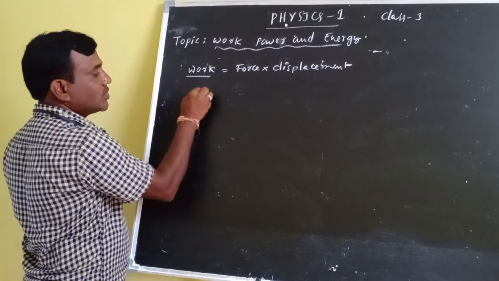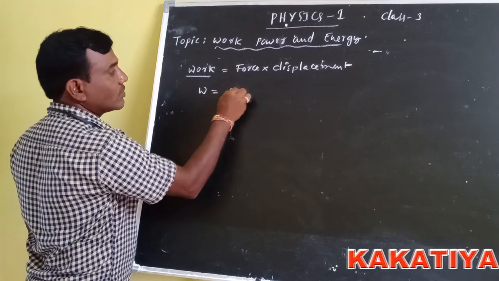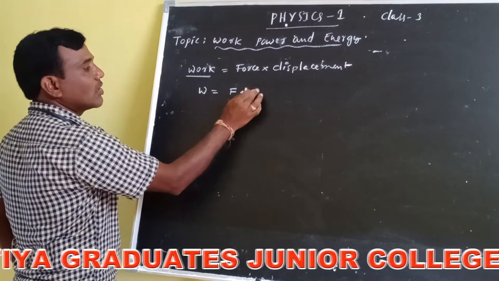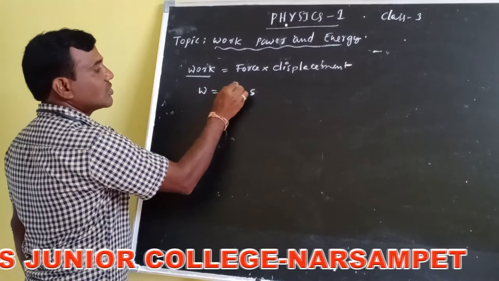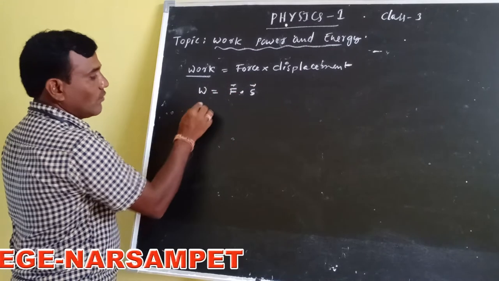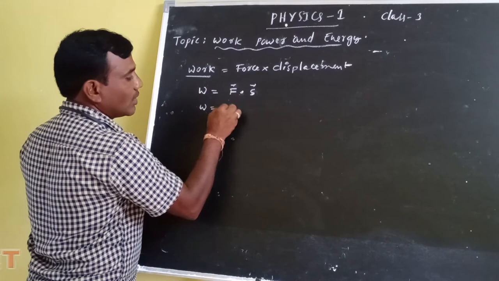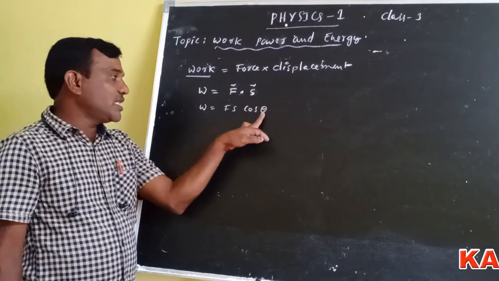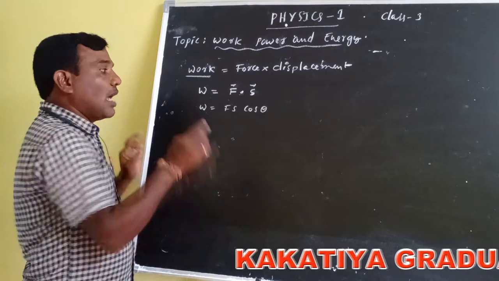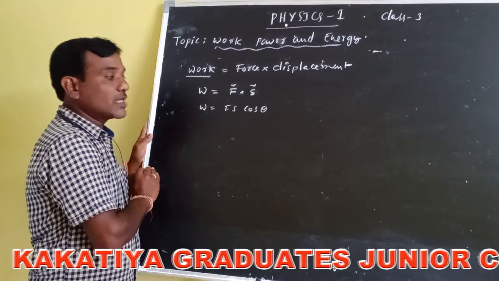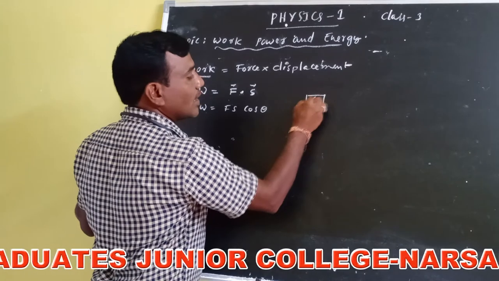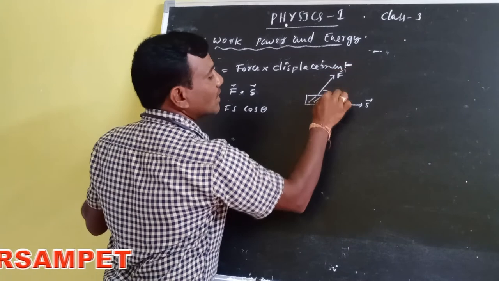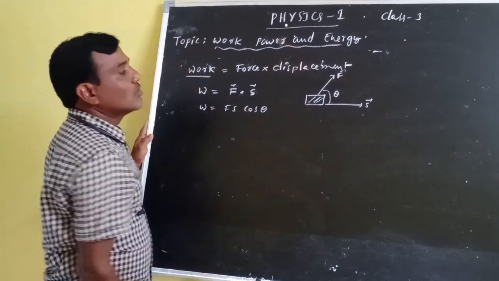Work is denoted by W, force by F, and this product is the scalar product; displacement is denoted by S. Then W is equal to F dot S. These are vectors. Then W is equal to F S cos theta. What does theta mean? It is the angle between force and displacement. Here is the body; this direction is displacement and this direction is force. The angle between F and S is theta.